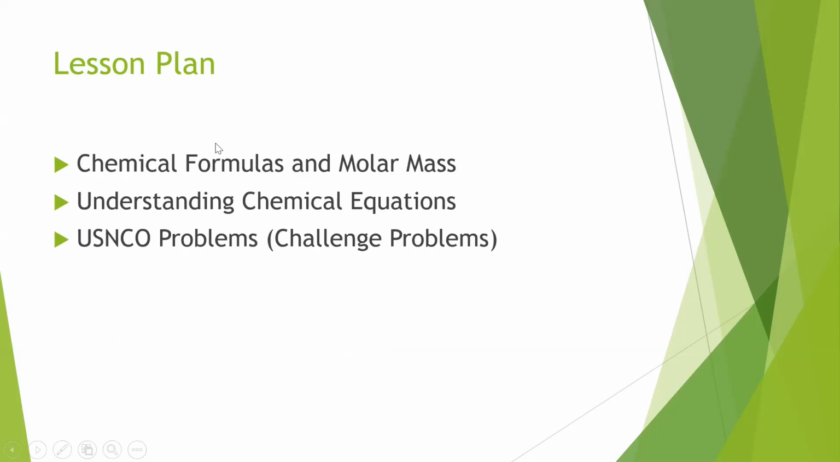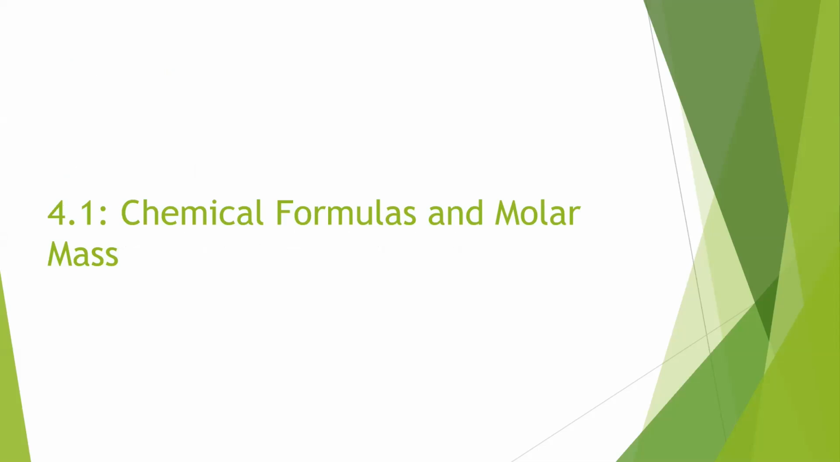So the first thing we're going to do is review chemical formulas. We briefly covered them last class, but this class we're going to go more in depth. We're also going to be doing molar mass today, so that might require a calculator, or if you're good enough, mental math. This lesson would definitely be a lot more mathy than the previous lessons. Then we're going to understand what a chemical equation is and how to do them. And in the end, we'll tackle some chemistry Olympiad problems. These problems are pretty challenging, so we're going to cover 2 of them today. But first we're going to talk about chemical formulas and molar mass.